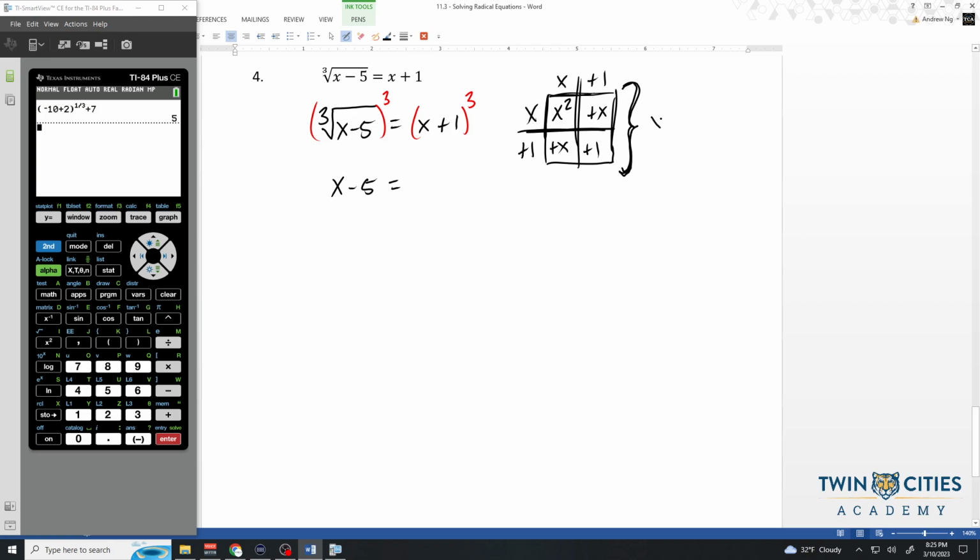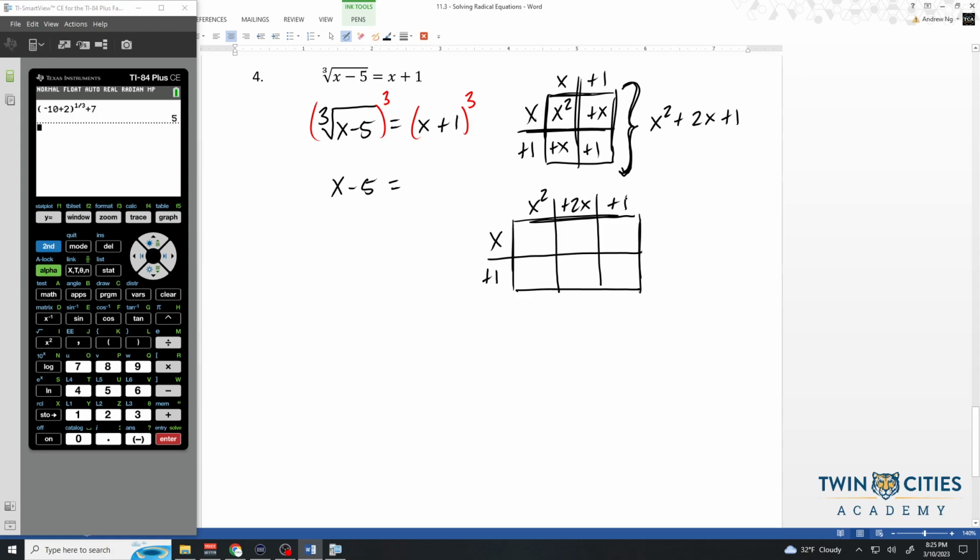Combining like terms, this is x squared plus 2x plus 1. Now this is just 2 of these x plus 1s multiplied together. What I need to do is take the product, x squared plus 2x plus 1, and multiply by a third, because this is cubed, x plus 1. So that means I'm going to do yet another box. This time, I've got x plus 1 here, and then x squared plus 2x plus 1 here.